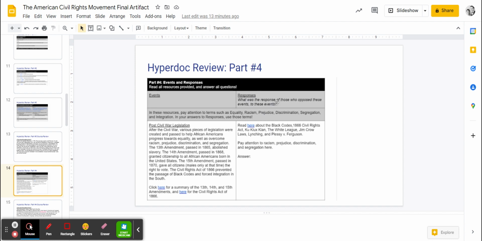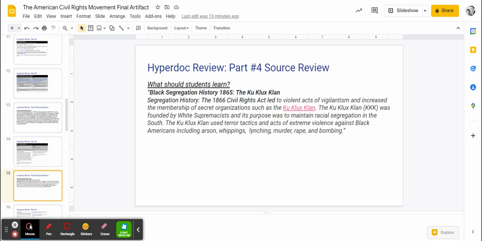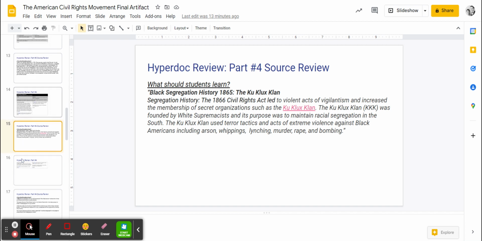So on this right-hand column throughout part 4, students are always looking at what the response was of those who opposed these events, and they have articles here that will help them. In this article, students would see that, for example, in response to the end of the Civil War, the Ku Klux Klan was created, and that was a response to the idea that African Americans were moving towards achieving equality.